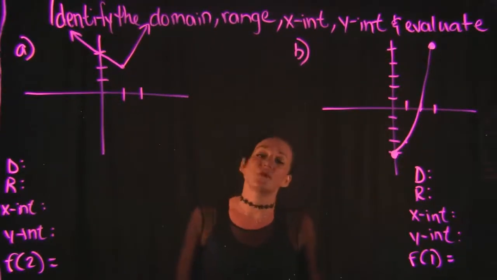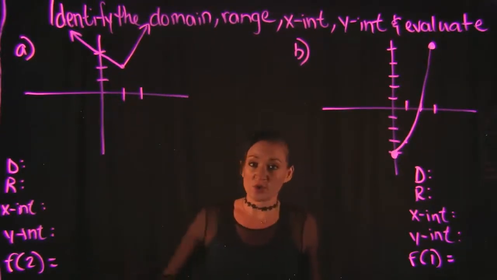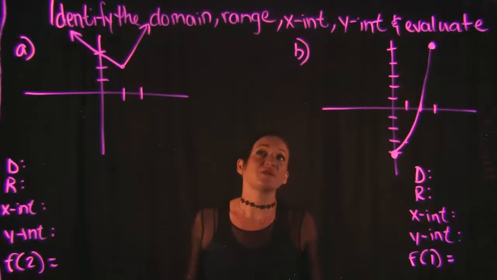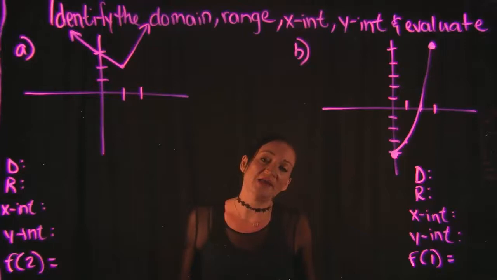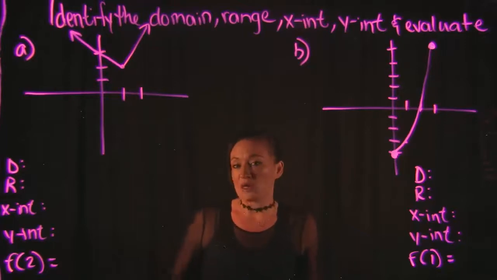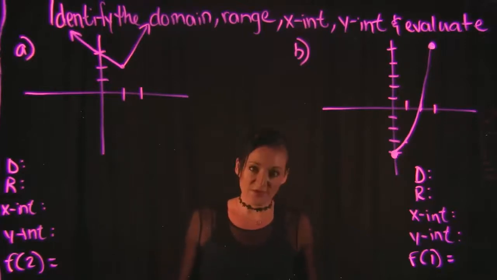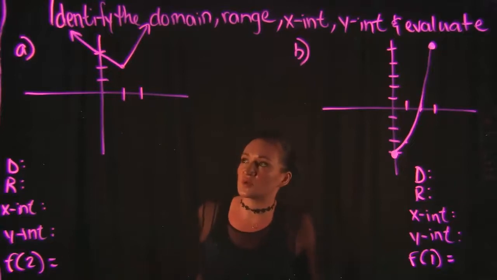So this video is going to focus on when you're given a function, when you're given a graph, how do you find the domain, range, x-intercept, y-intercept, and then find the given value or evaluate at a specific value. So we're going to jump right into example A.